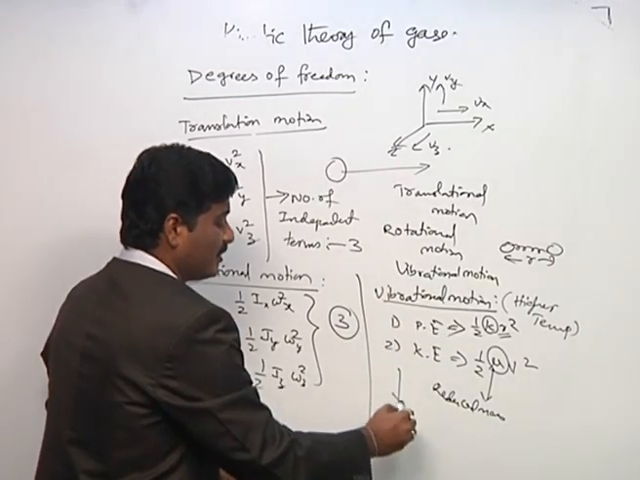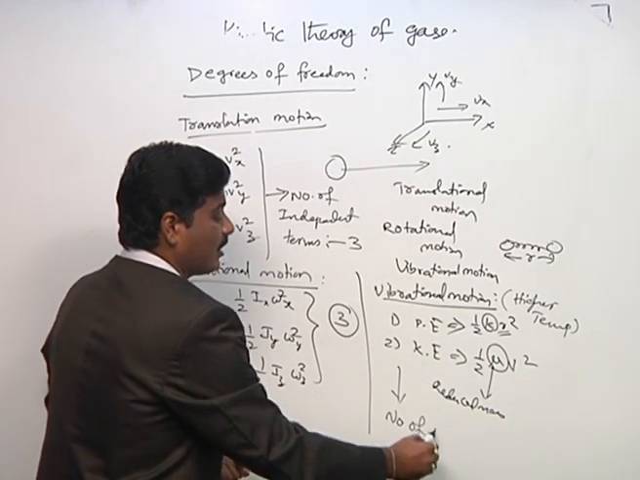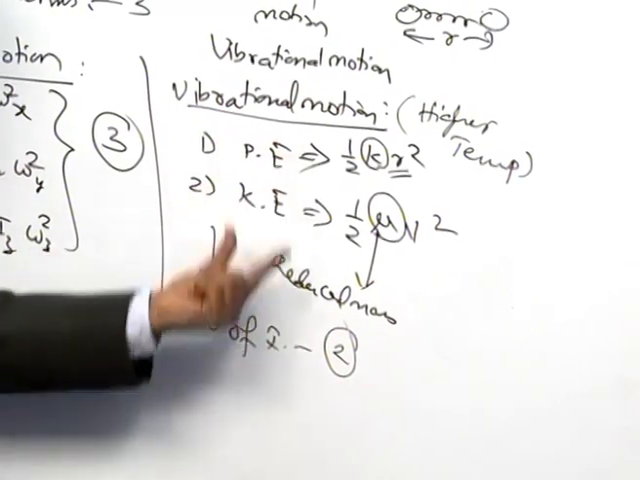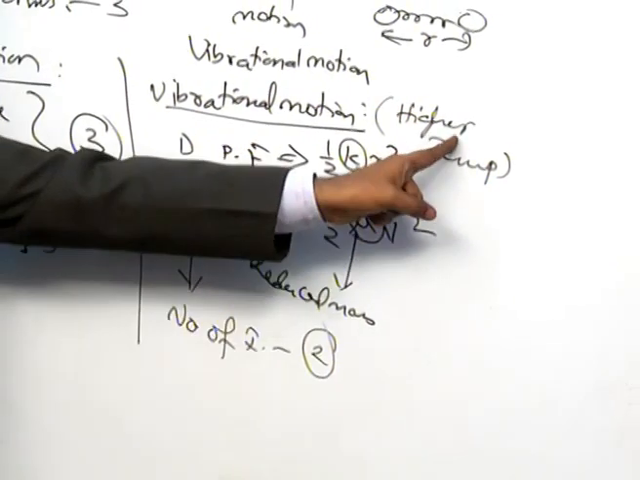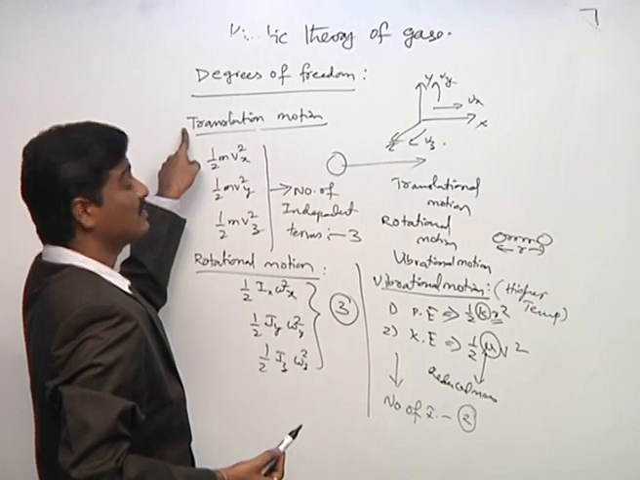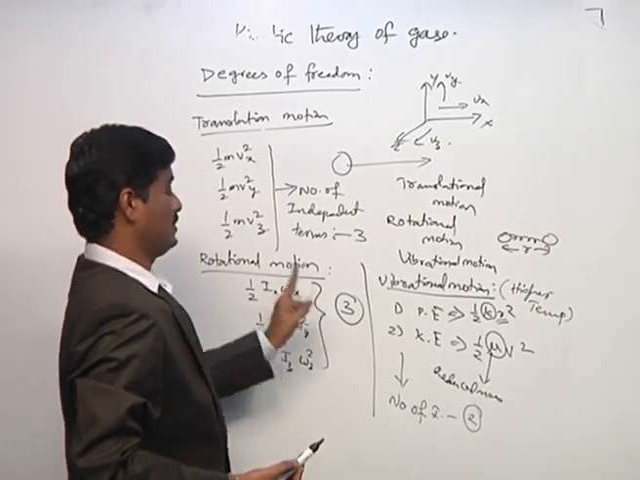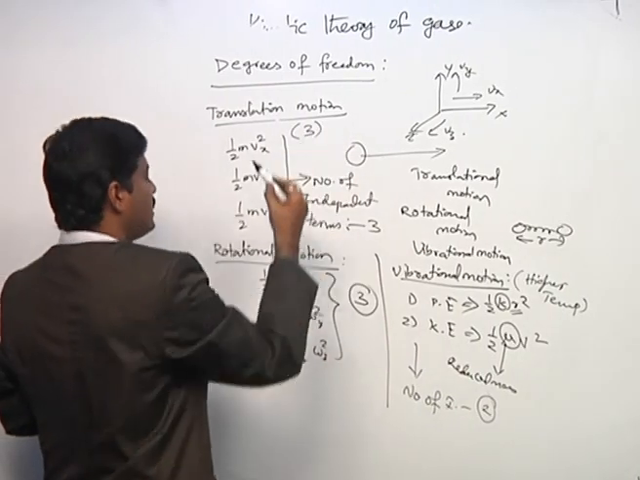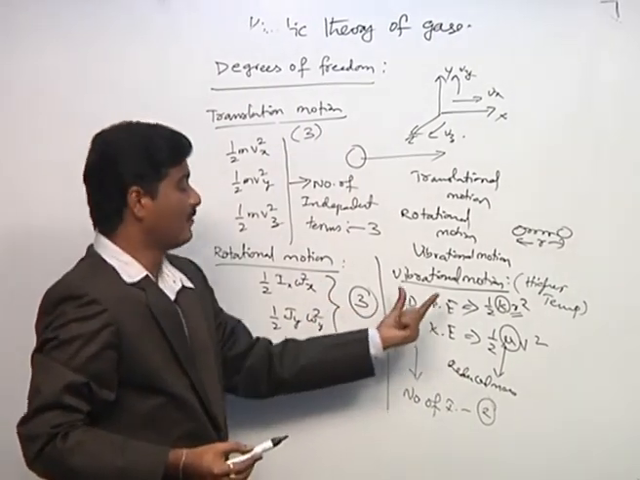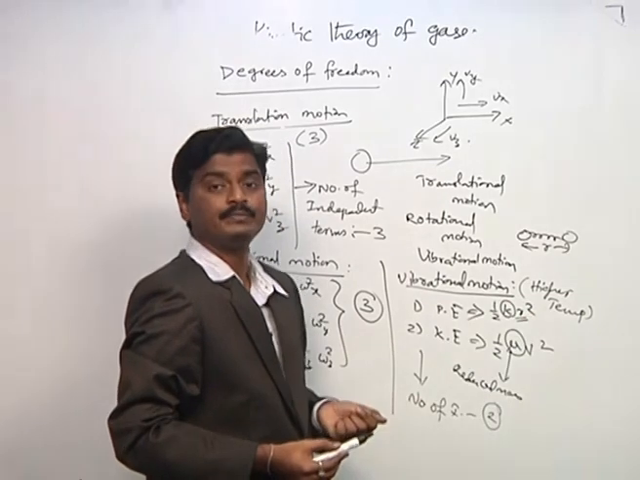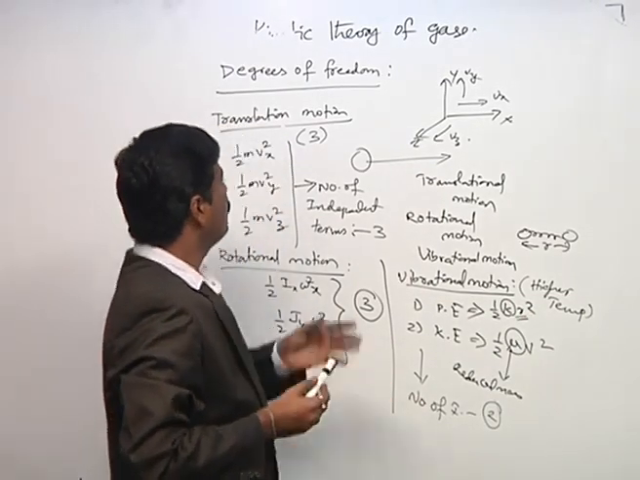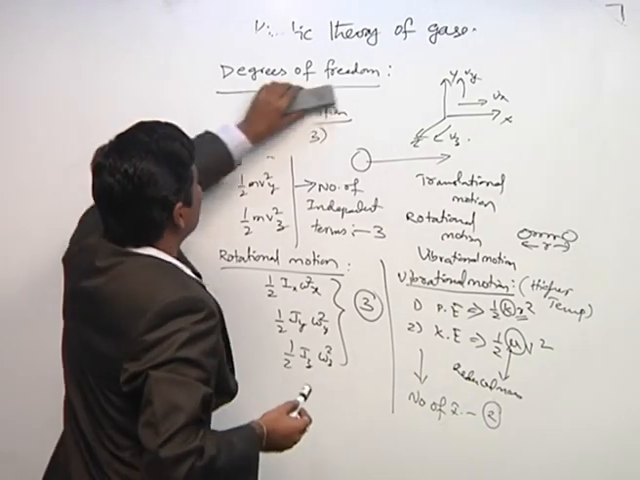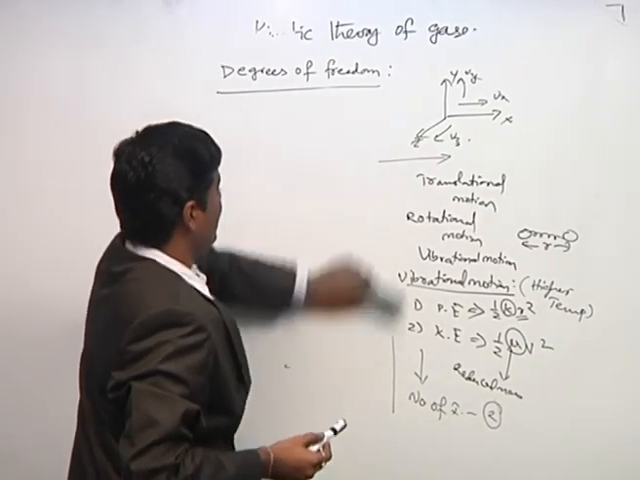So here the number of independent terms is 2 for vibrational motion, but these vibrational degrees of freedom can be considered at higher temperature. At room temperature, you consider only translational and rotational motion. See here, the maximum number of independent terms in translational motion is 3, rotational motion is 3, and vibrational terms is 2. Now we can apply how these degrees of freedom are obtained for monoatomic, diatomic, and triatomic gases.